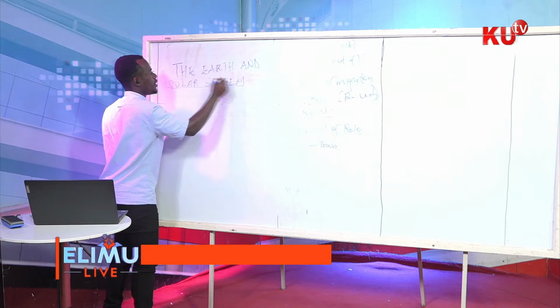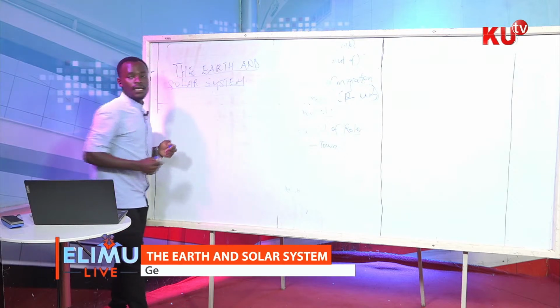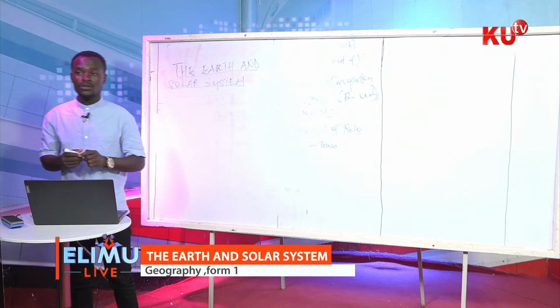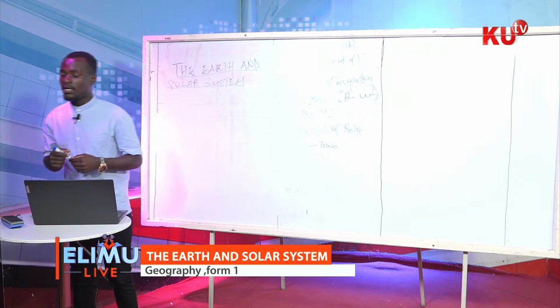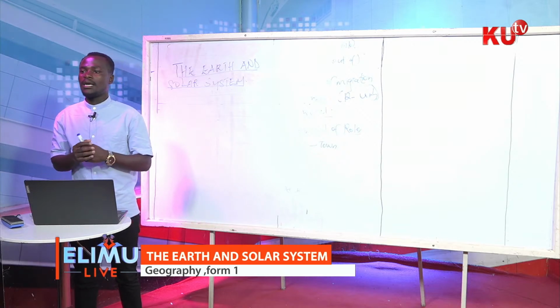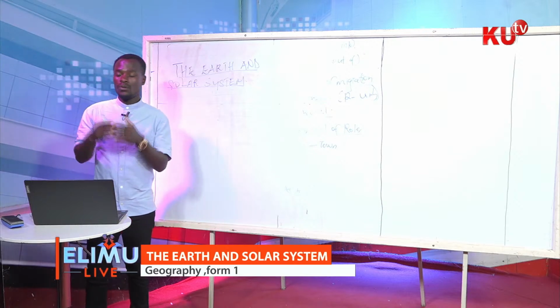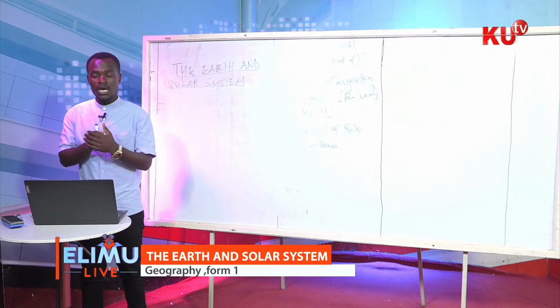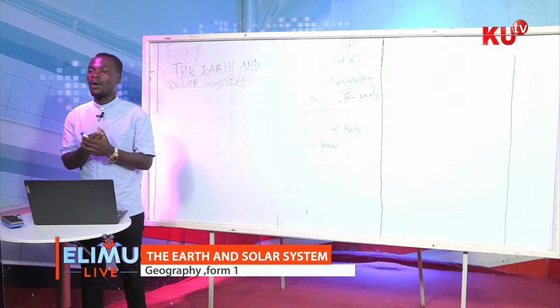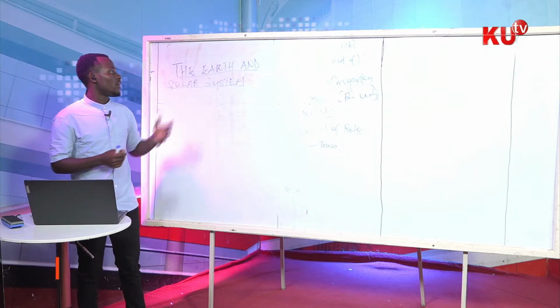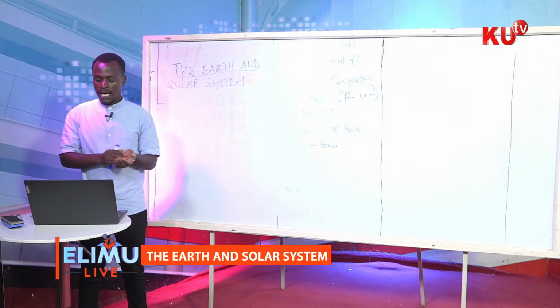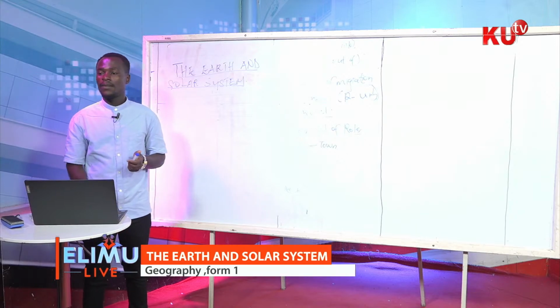Now, the Earth and the solar system is a topic in Form 1, topic 2, and it is in paper 1, and therefore most of the questions will appear in paper 1. Let us go straight to the Earth and the solar system.